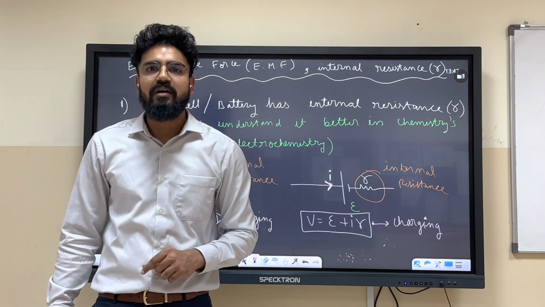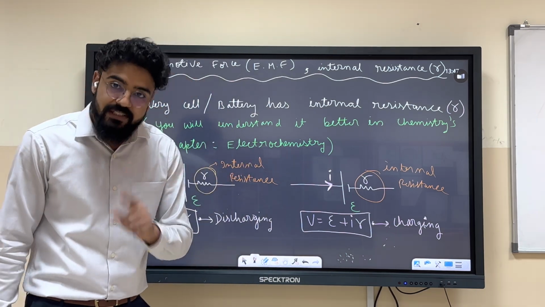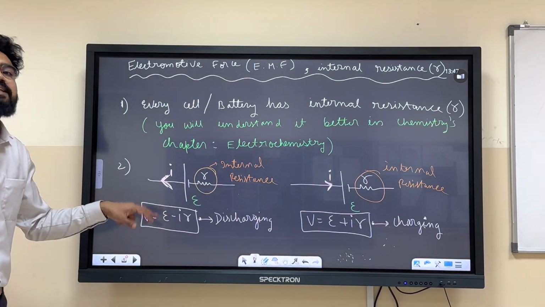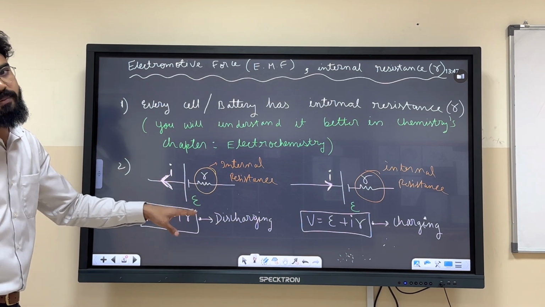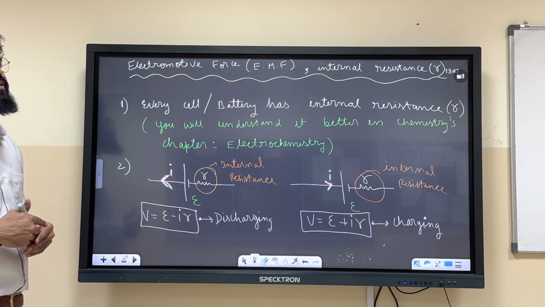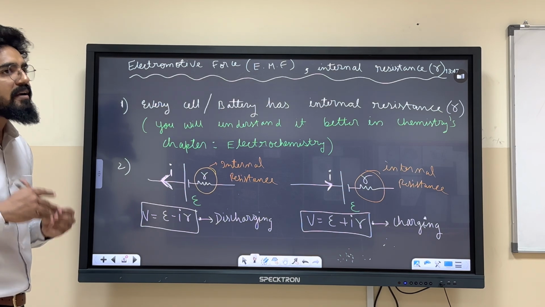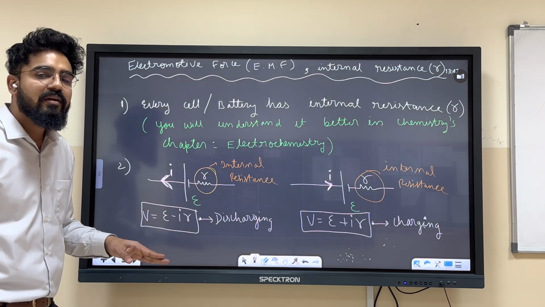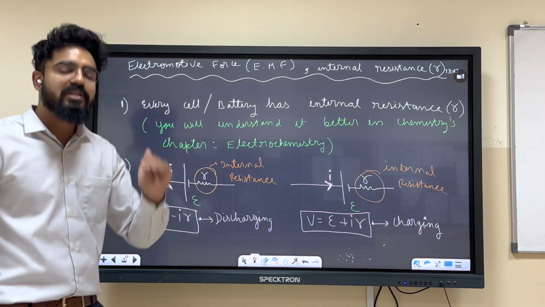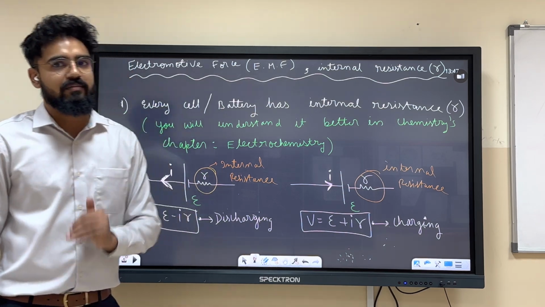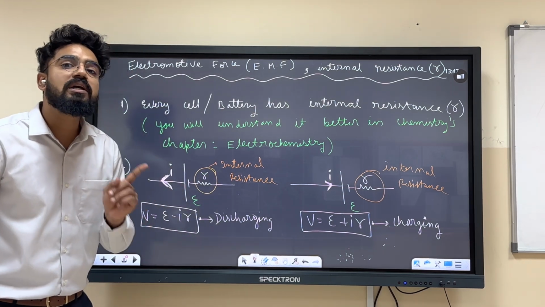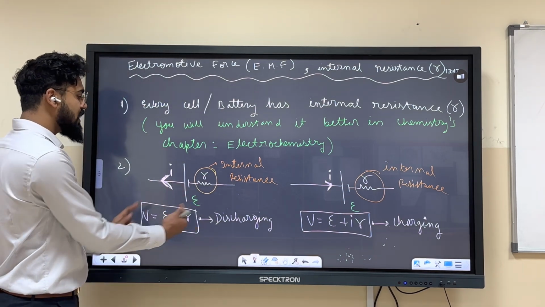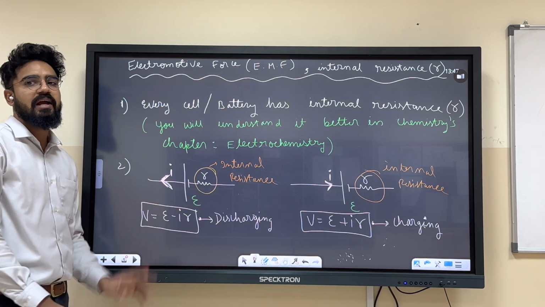So during discharging, remember this, the potential difference across the battery is V equals E minus IR, where E is the EMF of the battery. When the battery is discharging, or current is coming out through the battery, then the potential difference across the battery is E minus IR. Please remember this. E is your EMF. So when I attach a voltmeter over here, that's why I was getting a drop of negative IR.